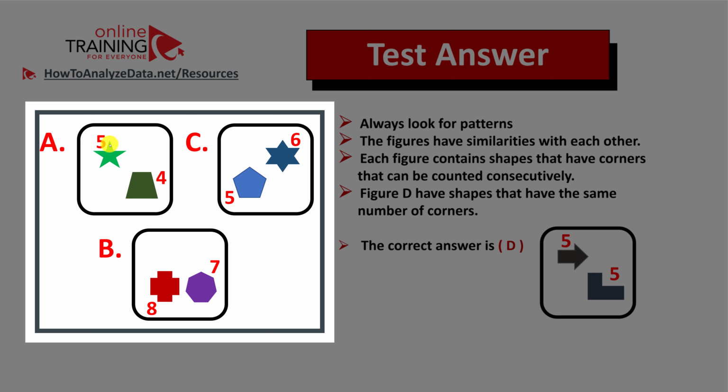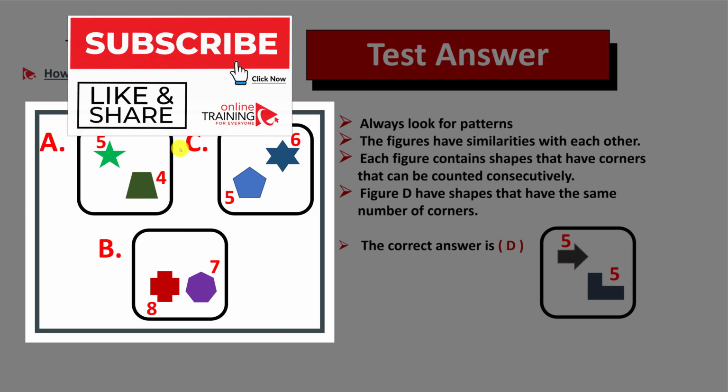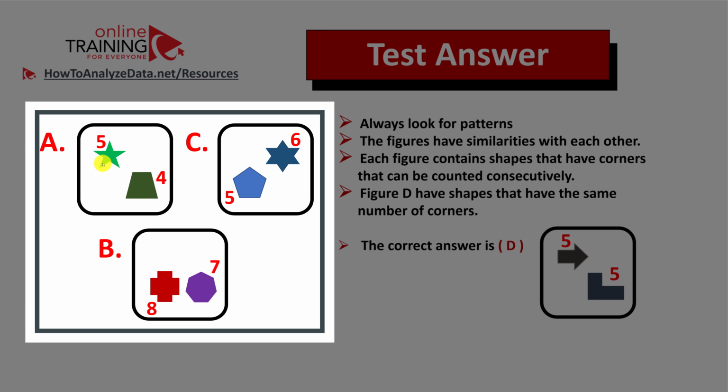For example, let's look at the star. Star has 5 corners. 1, 2, 3, 4, 5. And this shape only has 4 corners. So the similarity here between choices A, B, and C is the fact that each shape inside the rounded square has different number of corners. Star has 5, this shape has 4. This shape has 5, this shape has 6. This shape has 8, and this one has 7.